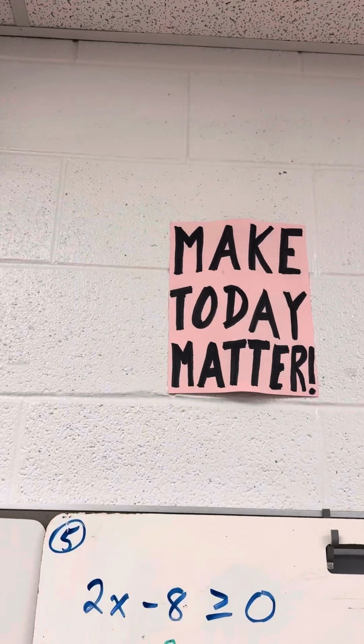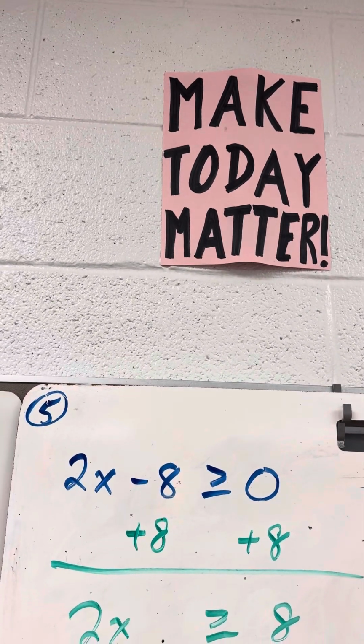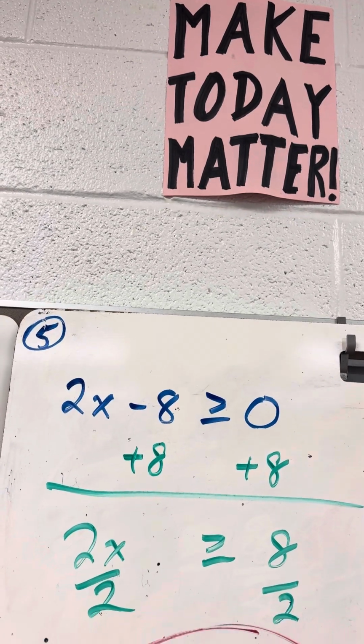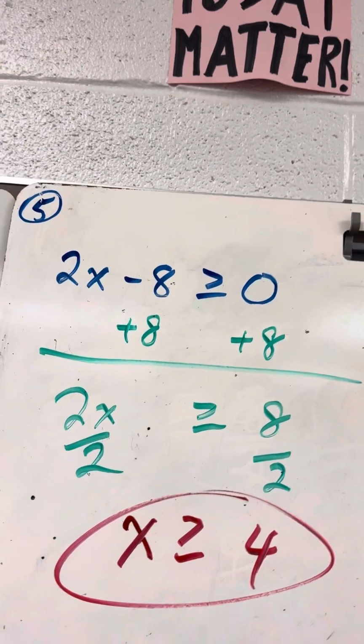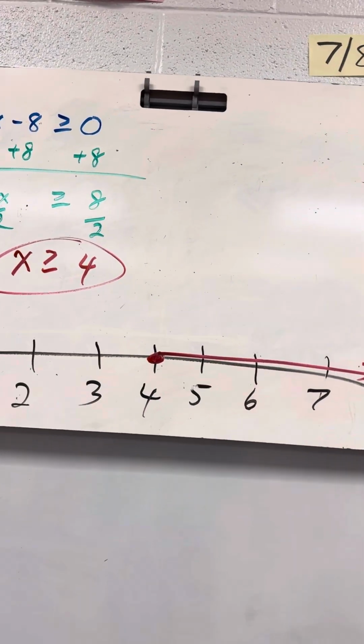2x minus 8 greater than or equal to 0. Add 8 to both sides. 2x greater than or equal to 8. Divide by 2. X greater than or equal to 4. Filled in circle at 4, shade to the right.